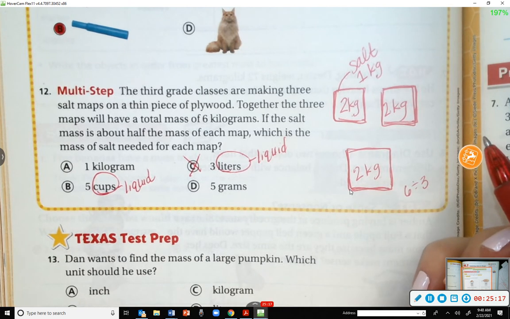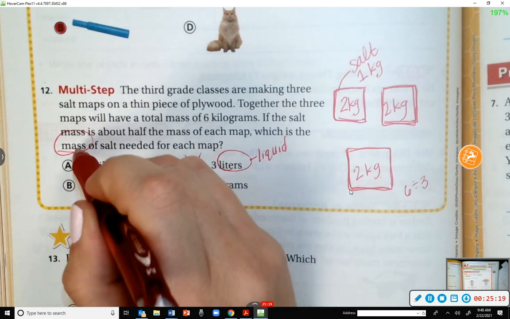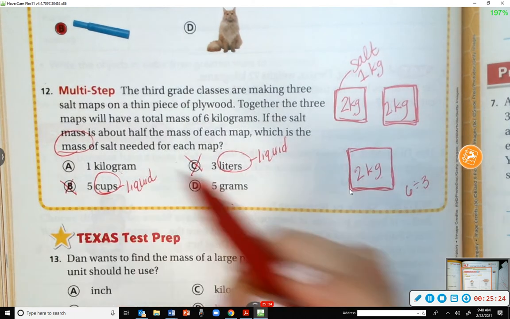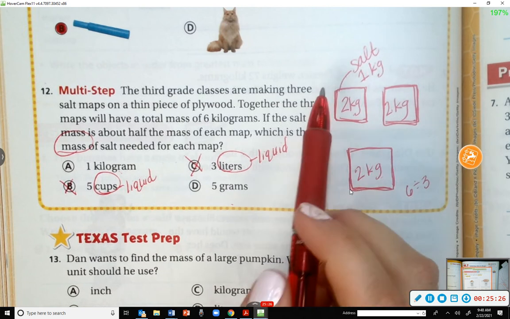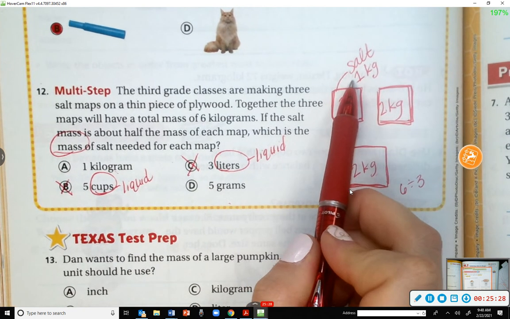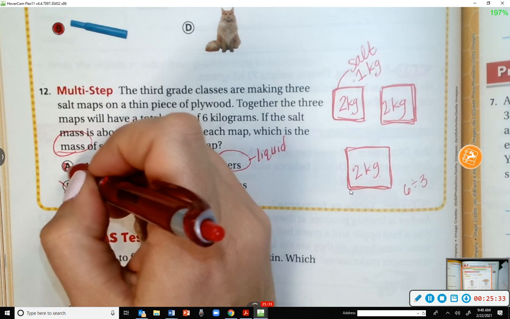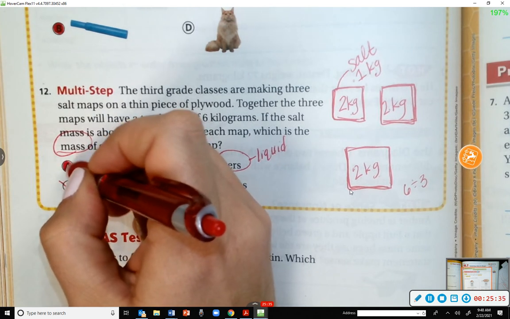Or you use it for baking, not for mass. Okay, so we have grams, kilograms, so which one is correct? Grams. No, we figured it out right here. We said salt is 1 kilogram, not 5 grams. So it's obvious it's A.